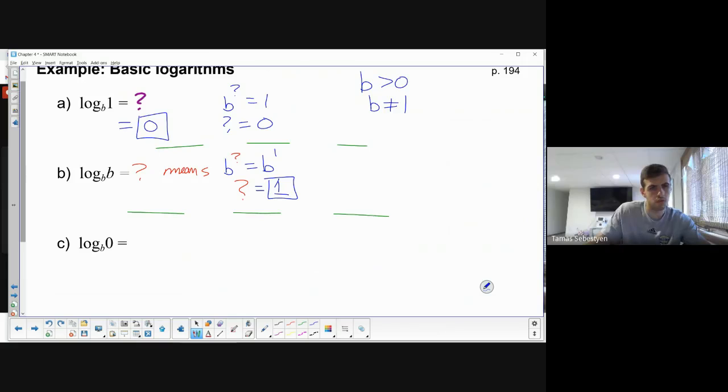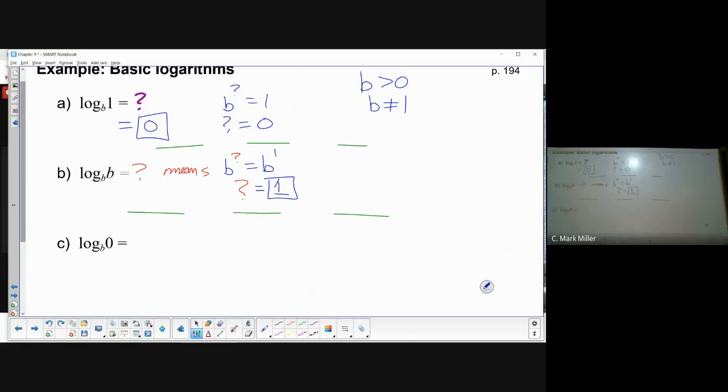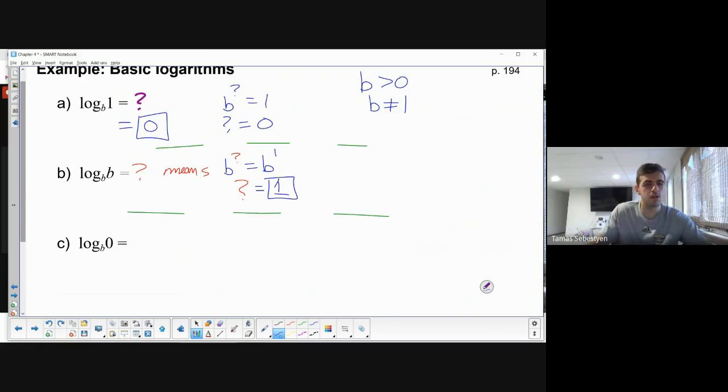No solution. Oh, why do you say that? Because everything raised to the 0 power is 1. So that cannot be a 0.